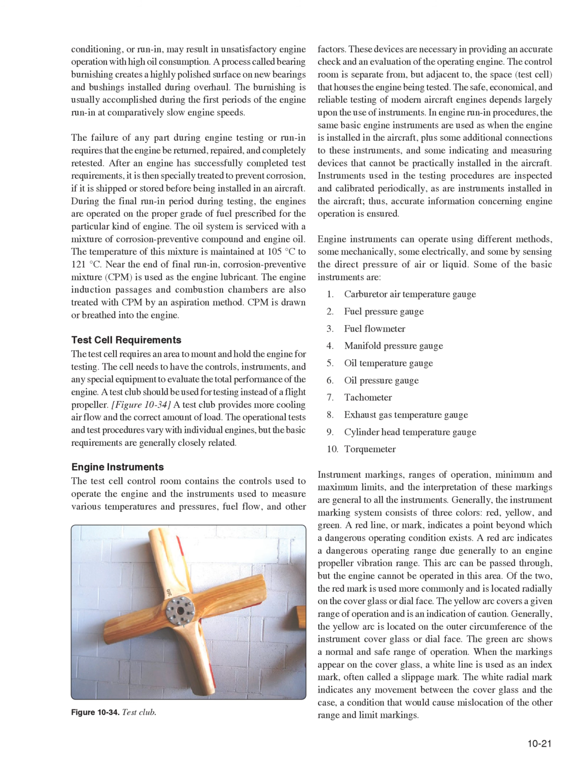Engine instruments. The test cell control room contains the controls used to operate the engine and the instruments used to measure various temperatures and pressures, fuel flow, and other factors. These devices are necessary in providing an accurate check and an evaluation of the operating engine. The control room is separate from, but adjacent to, the space, the test cell, that houses the engine being tested. The safe, economical, and reliable testing of modern aircraft engines depends largely upon the use of instruments.